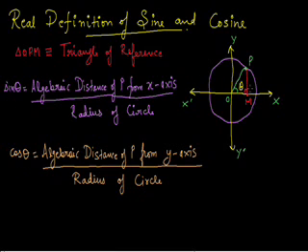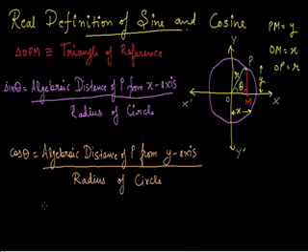So let's say if this distance PM is y units and this distance OM is x units and the radius of this circle OP is small r. So from there we can say that sine of theta will be equals to algebraic distance of P from x-axis. Algebraic implies that we need to mention the conventions. We know that if we go above x-axis, then we take a positive value. If we go below x-axis, we take a negative value.